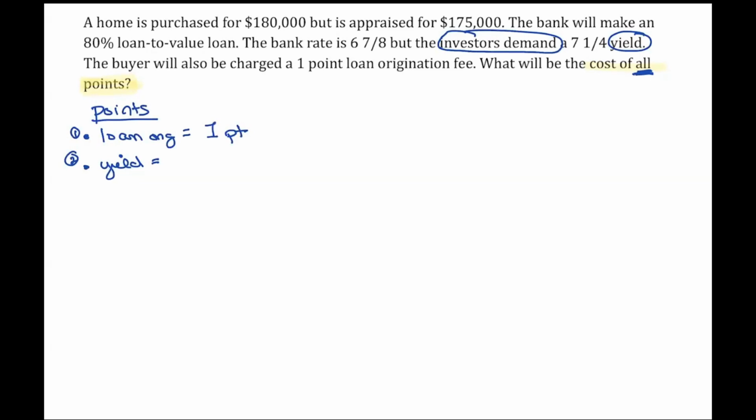No. But it does tell us that the investor wants 7.25, and the bank is charging 6 7/8. So we have to find out what's the difference between here and here, and then charge the right amount of points. Okay. So before I go any further, does the understanding of that make sense why I'm saying it? It does.